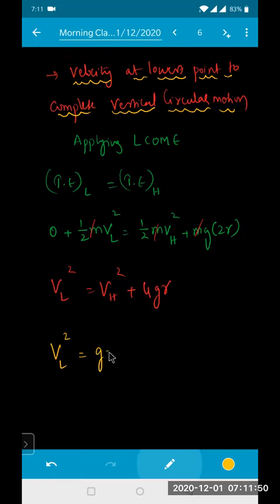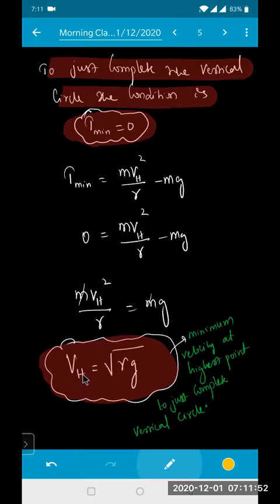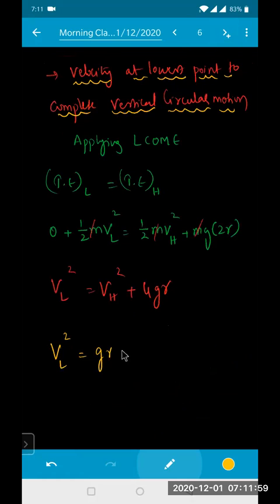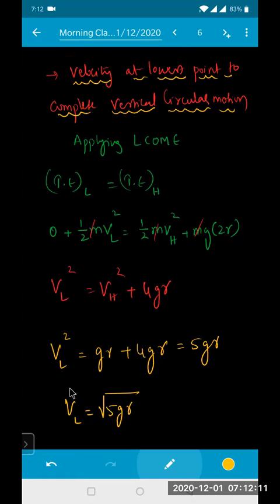Root over G R. Taking V square, this will become for me R G plus 4G into R. 4 plus 1, this will become for me 5G into R. That means the velocity at the lowest position is how much for me? Under root of 5G into R. So this should be the minimum velocity at the lowest position.